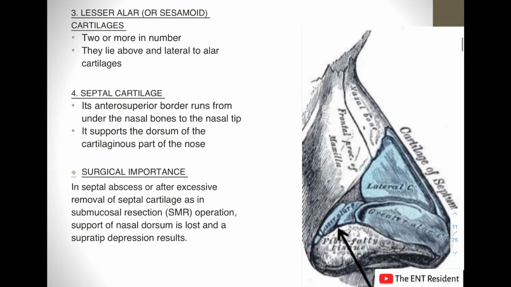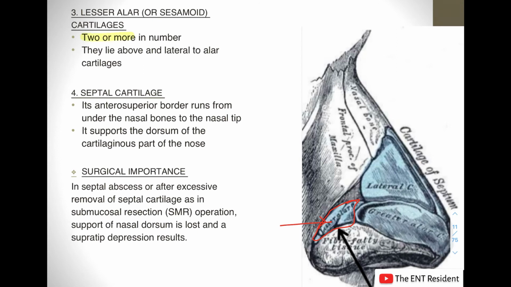Next, we move on to the lesser alar cartilage, also known as the sesamoid cartilage, as you can see from the picture over here. These are the lesser alar cartilages or the sesamoid cartilages. They are 2 or more in number and they lie just above and lateral to the alar cartilages.